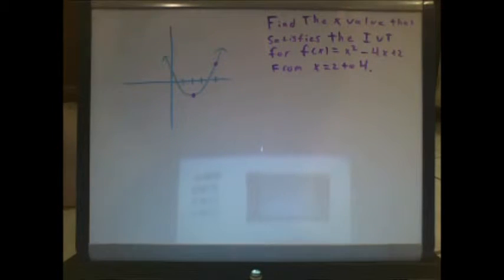Now let's try an example problem. Let's do this problem here. Find the x value that satisfies the intermediate value theorem for f(x) = x² - 4x + 2 on the interval 2 to 4.